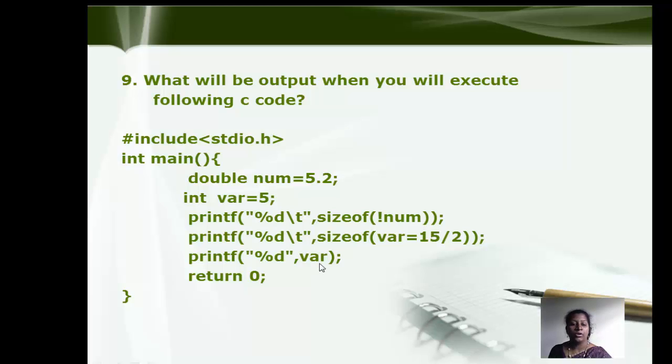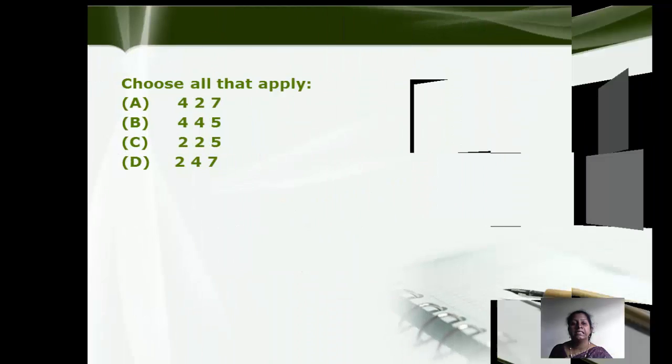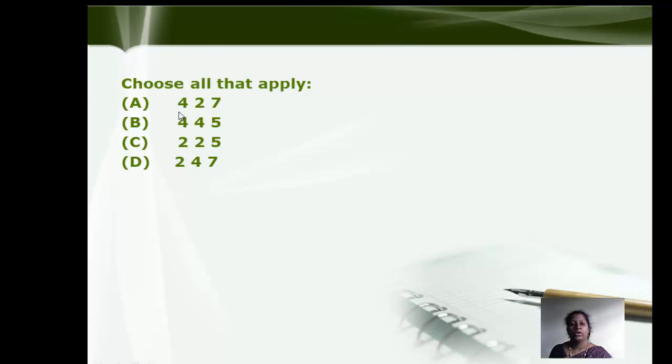So we shall now look at the options. The first option is 4, 2, 7, option B 4, 4, 5, option C 2, 2, 5, and option D is 2, 4, 7. So what will be the output? Which of these options are right? Now let's look at the output, which is option C, which says 2, 2, 5.